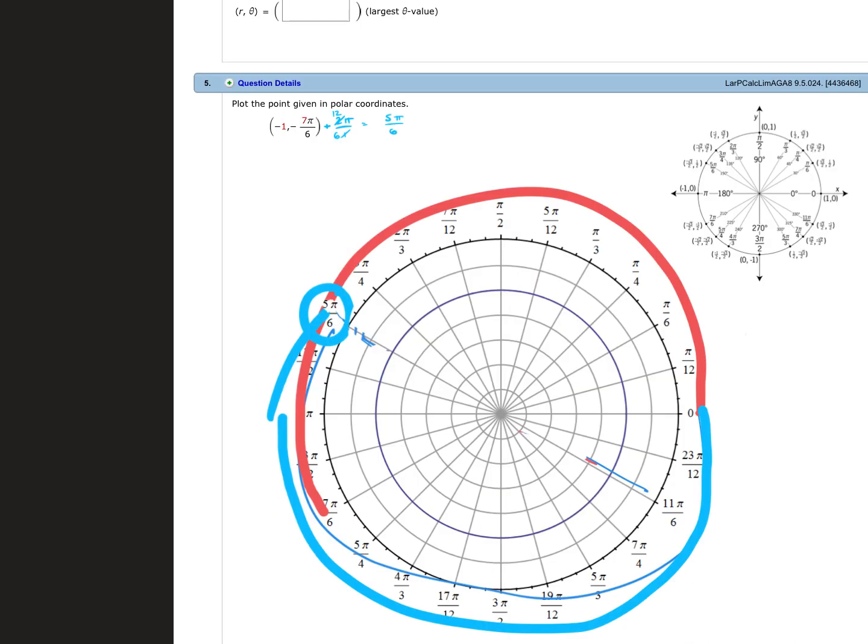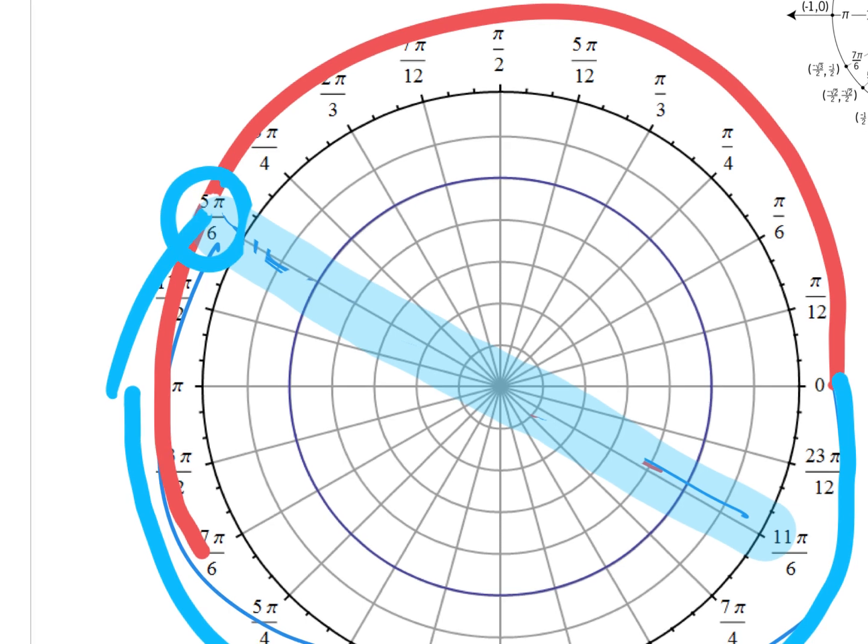So we found that we're looking at 5 pi over 6. So I'm going to highlight that line there. And then because it's negative 1, we're going to go in the opposite direction. So instead of going out 1 ring, I'm going to go in the opposite direction, out 1 ring. So about there. If it would have given you a positive one, you would have just stayed there. We would have gone in this direction if they were positive, but we have to go in the opposite direction since they're negative. So this would be our point.